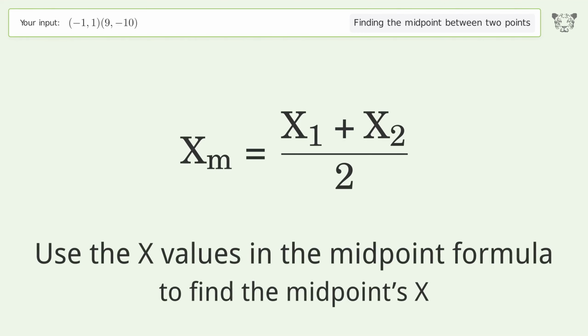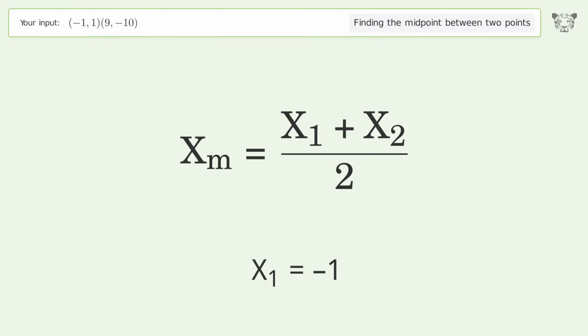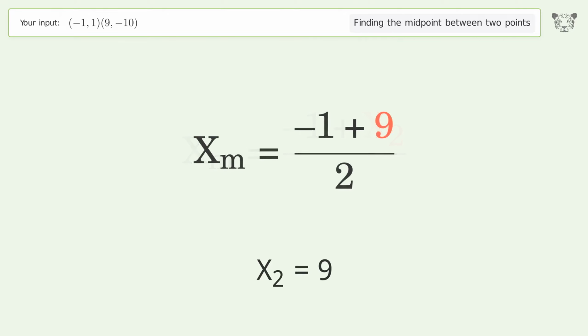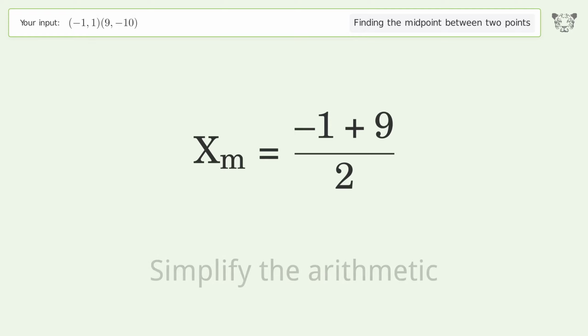Use the x values in the midpoint formula to find the midpoints x. x1 equals -1. x2 equals 9. Simplify the arithmetic.